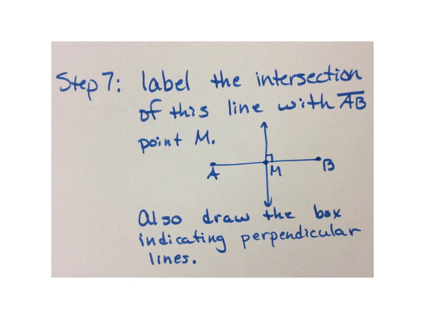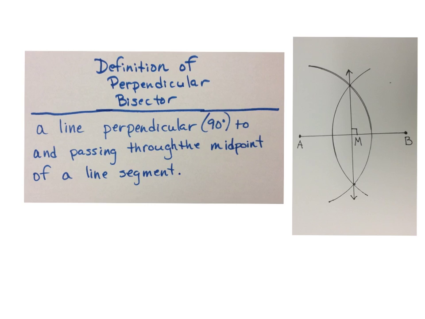Step 7. Label the intersection of this line with line segment AB, point M. Also, you're going to draw the box indicating perpendicular lines. Okay. Have you labeled the endpoint M? Did you put arrows on the end of your line? Does everything look like the picture?